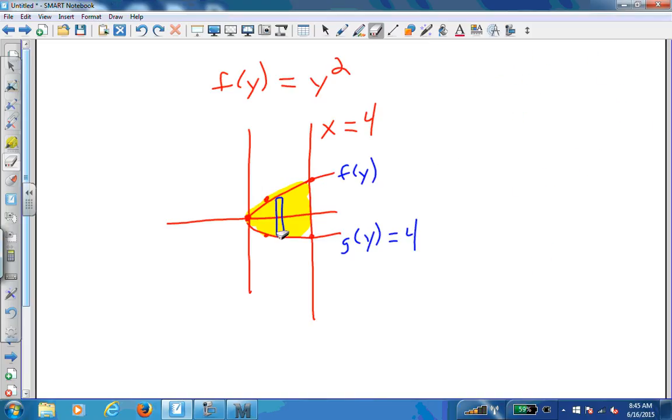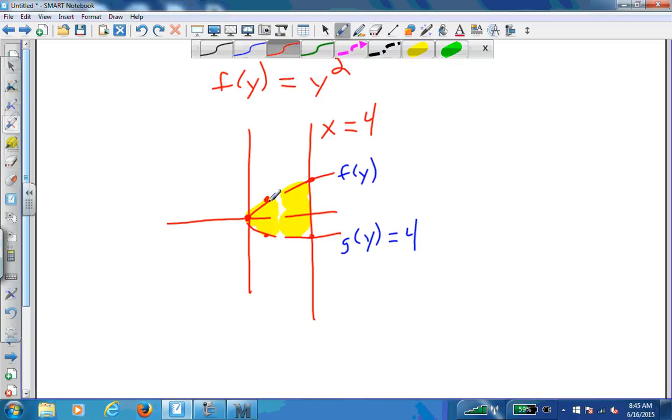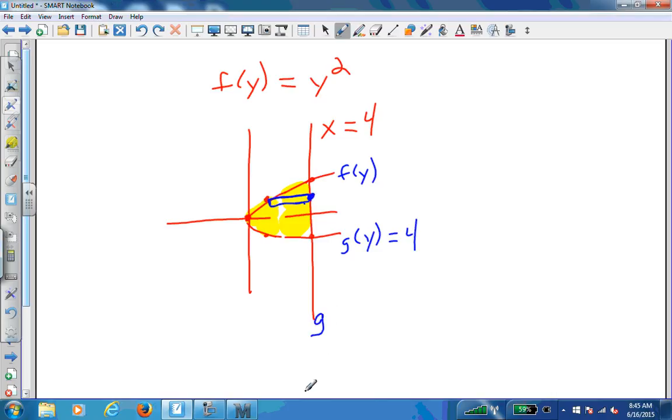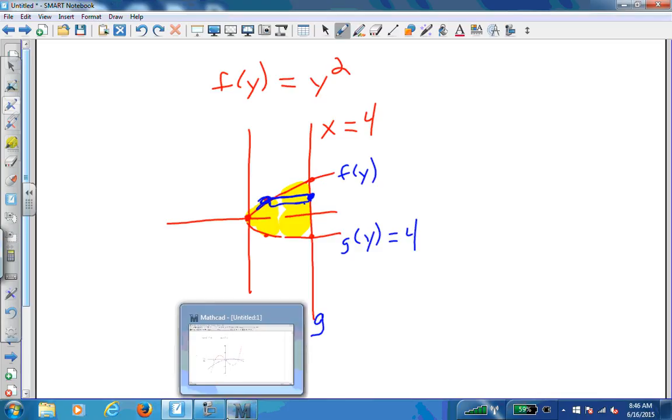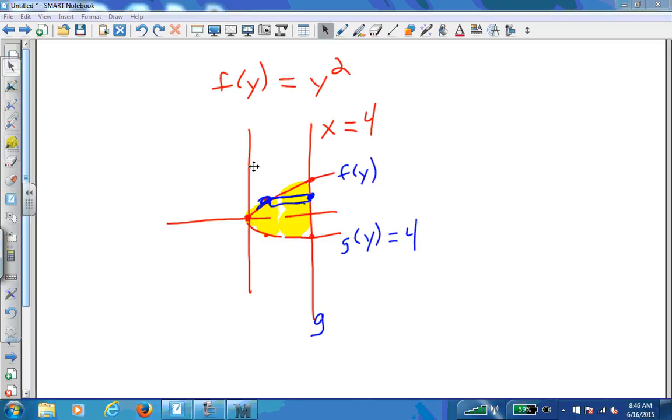So here, drawing a vertical sample element is just not going to cut it. So what we need to do is draw a horizontal sample element. Notice that sample element touches this function here, touches this function here. So let's just look at a sample point.